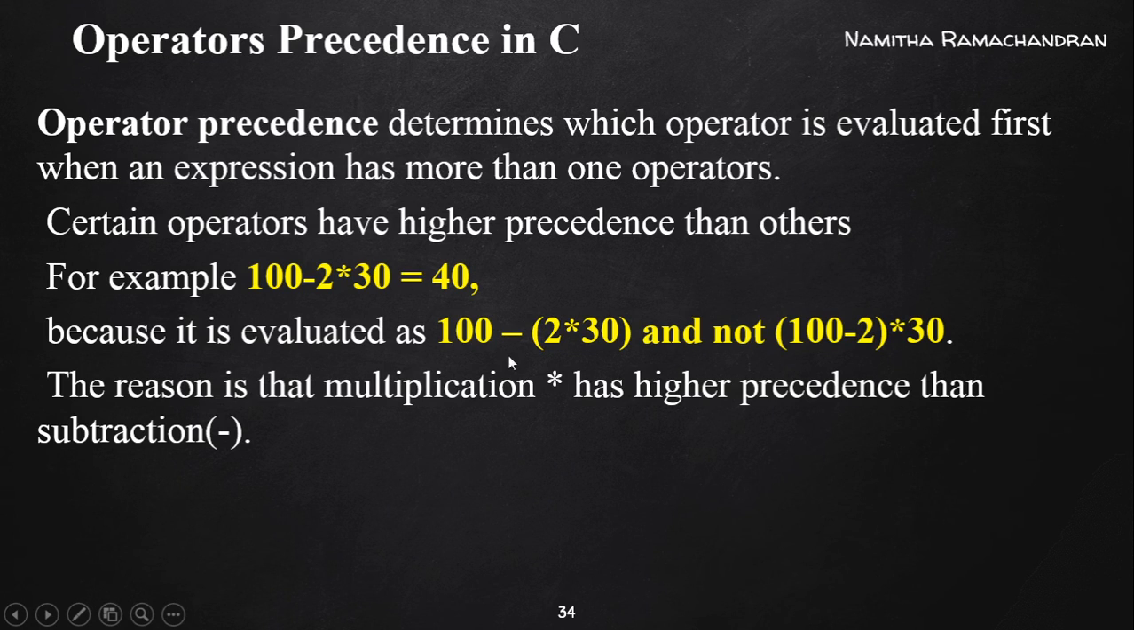This particular method of evaluation is right because here the precedence of the multiplication operation is higher than that of the subtraction operation. So the operator precedence determines which operation to perform first, based on the precedence value associated with the different operators present in that expression. So this is about operator precedence.